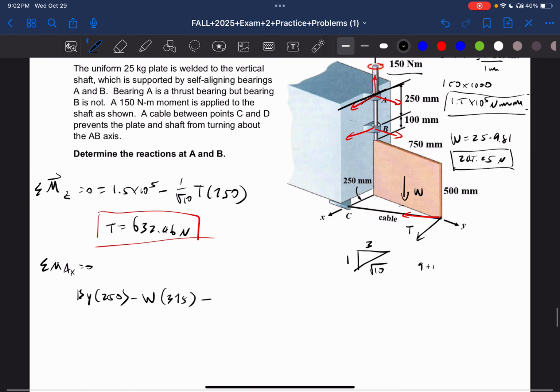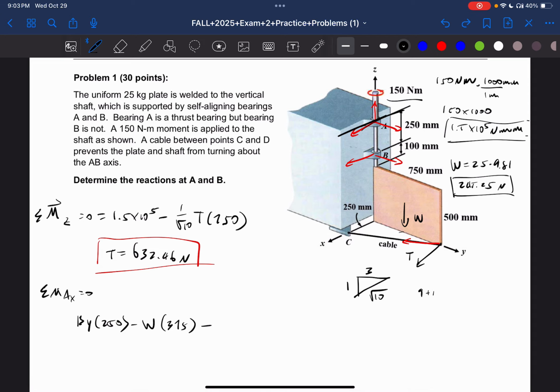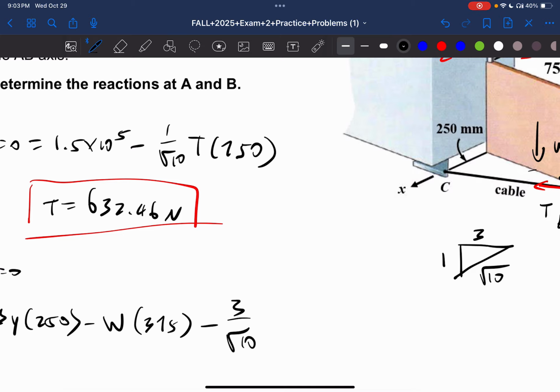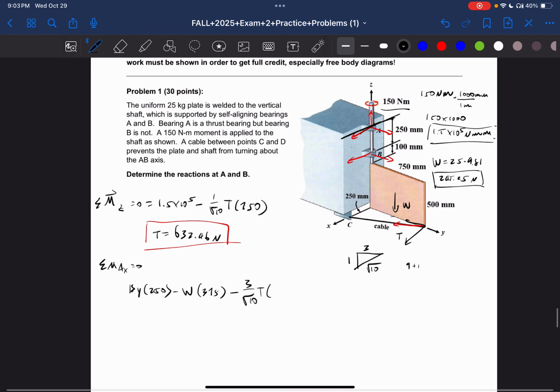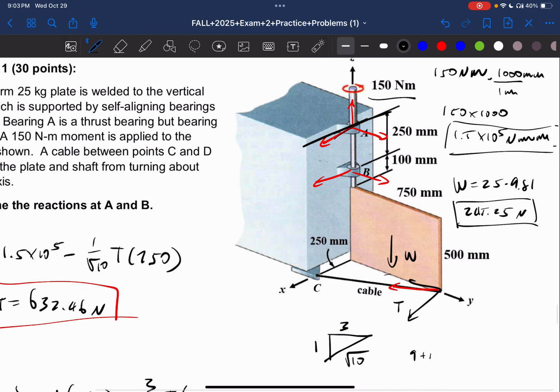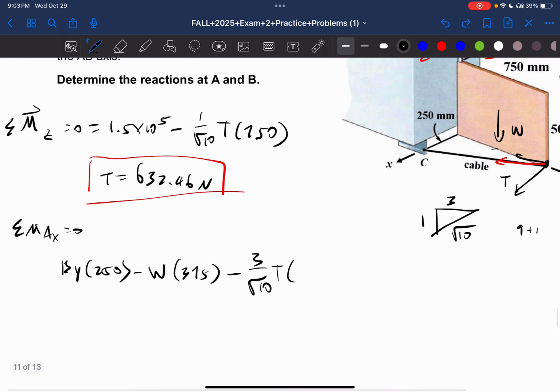Minus, and we'll need this component right here, which is going in the negative direction, which is going to be 3 over square root of 10. So 3 over square root of 10 times tension. And that's going to be times the moment arm, which is from here up to A, which is this plus this plus this. So 100 plus 500 is 850. We'll have this, and this will be equal to 0.